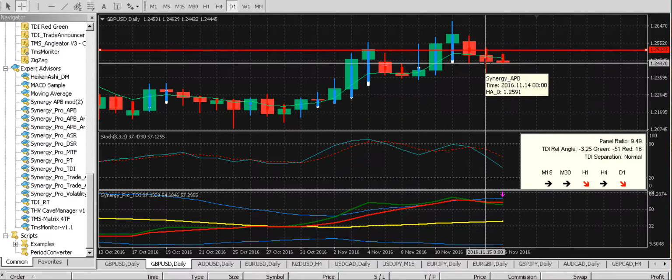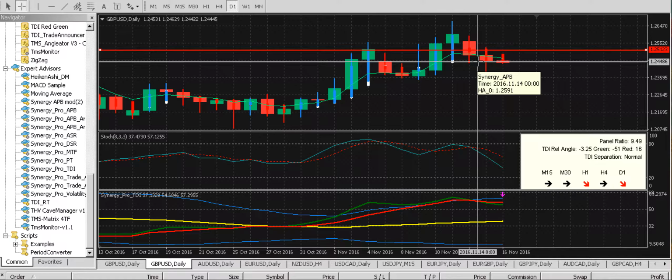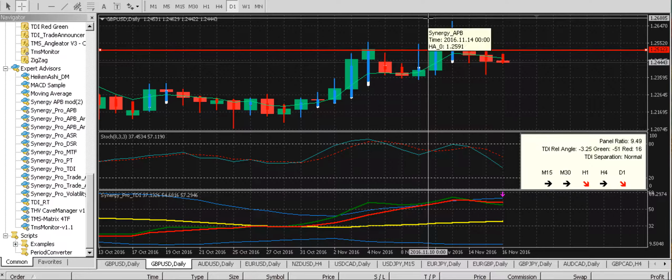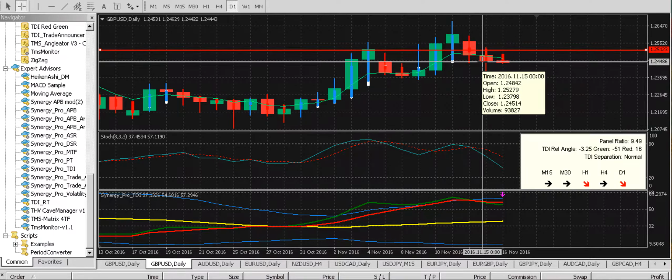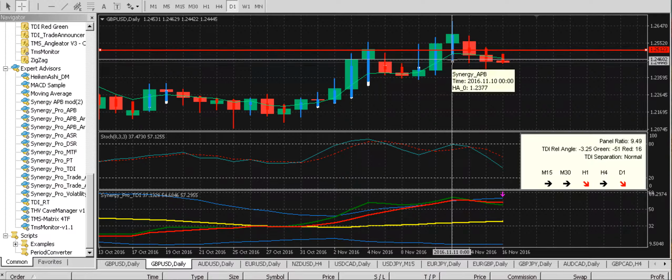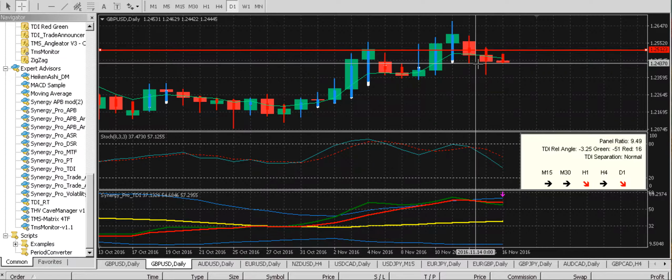So I've initiated already a sell order at the market price, and I've initiated 4 separate orders for 0.25% of my account each, and I will be exiting at different points during the trade.